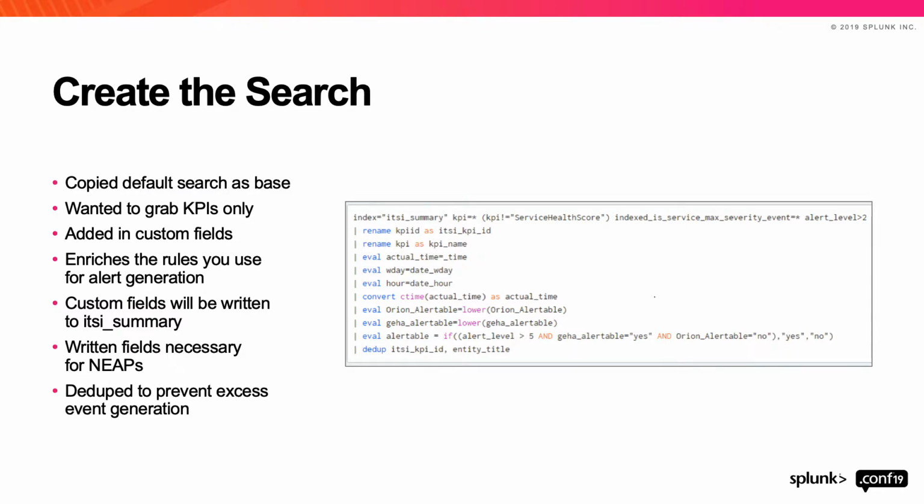ITSI does have a base correlation search that looks at service health scores, but like I said, I wanted to go a little more granular than that. The nice thing with these correlation searches is you can write your own custom fields in there. That means you have information specific to your environment in these events, right? You may want to use something like department value, or whether it's in another alerting platform. Using the correlation search, you can write that directly into your notable events.